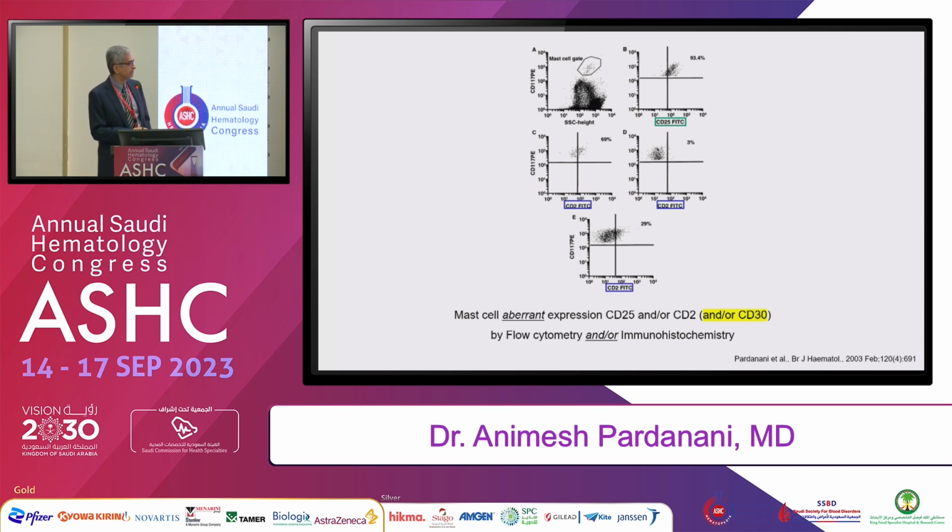One of the minor criteria is demonstration of aberrant or abnormal expression on mast cells of certain markers. These include CD25, CD2, and most recently CD30. And this can be demonstrated either by flow cytometry or immunohistochemistry.